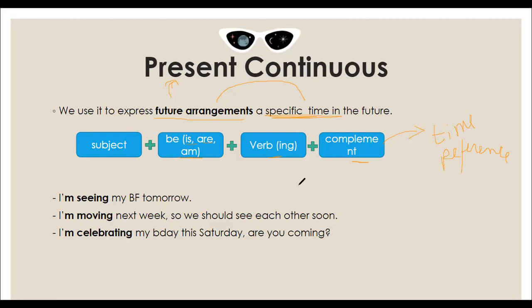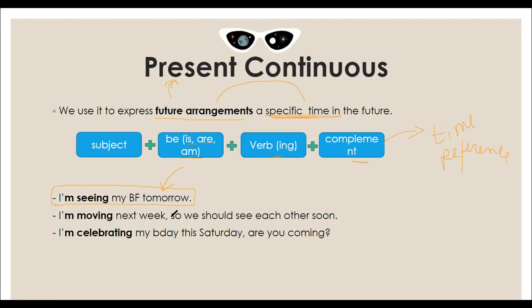Bueno, sí va a pasar sí o sí, y aparte damos una referencia temporal. Si la referencia temporal no está, entonces is going to. Example here. I'm seeing my boyfriend tomorrow. So I have here that tomorrow I'm seeing my boyfriend. So probably we had a conversation with my boyfriend last week that tomorrow, Thursday, we are going to get together and do something, okay?